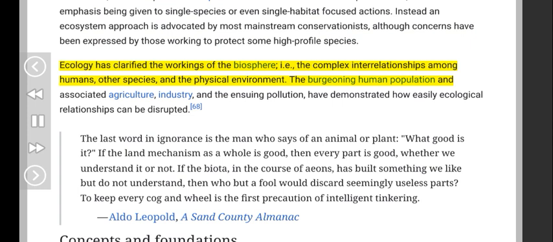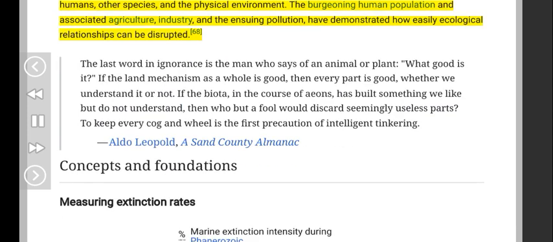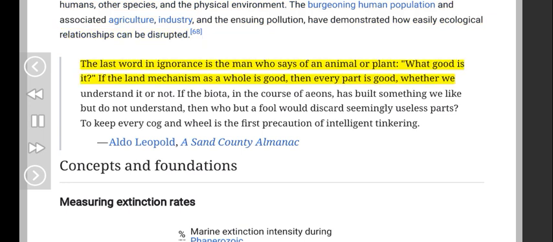Ecology has clarified the workings of the biosphere, i.e., the complex interrelationships among humans, other species, and the physical environment. The burgeoning human population and associated agriculture, industry, and the ensuing pollution have demonstrated how easily ecological relationships can be disrupted.